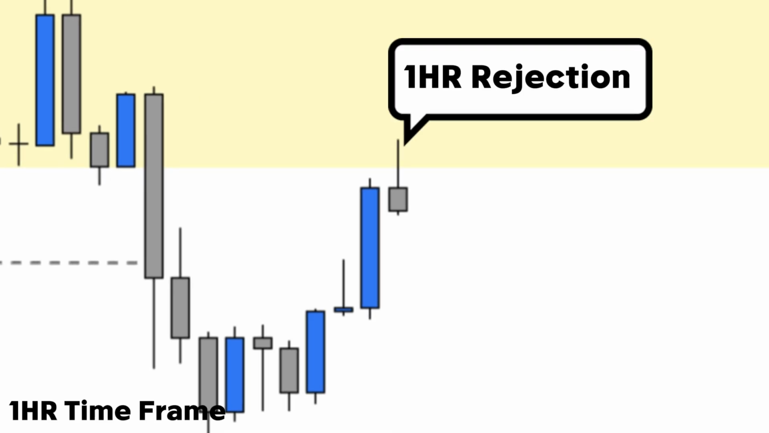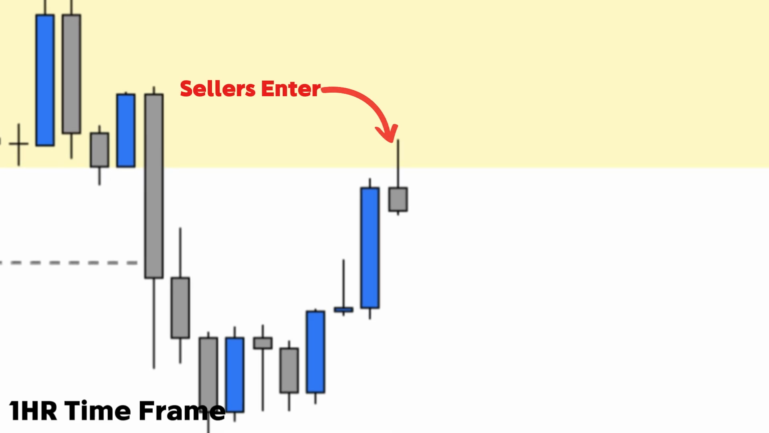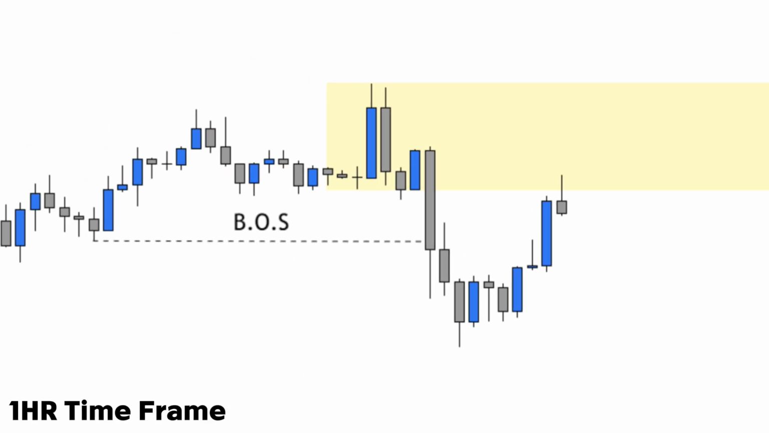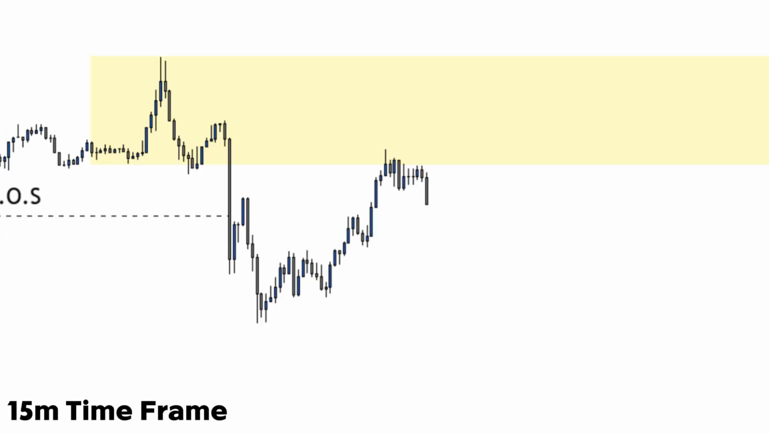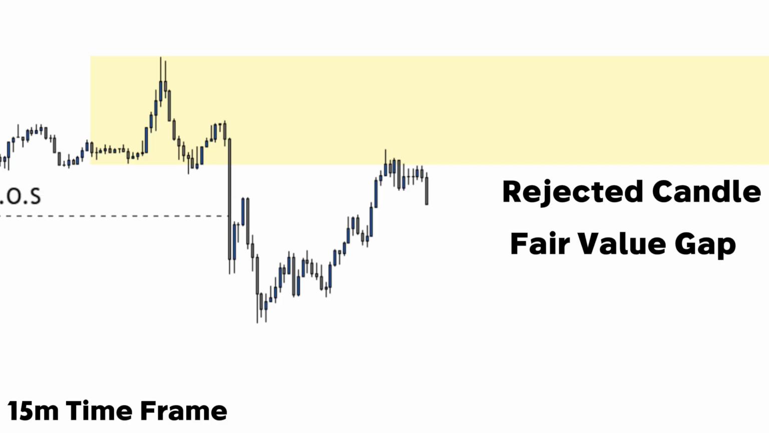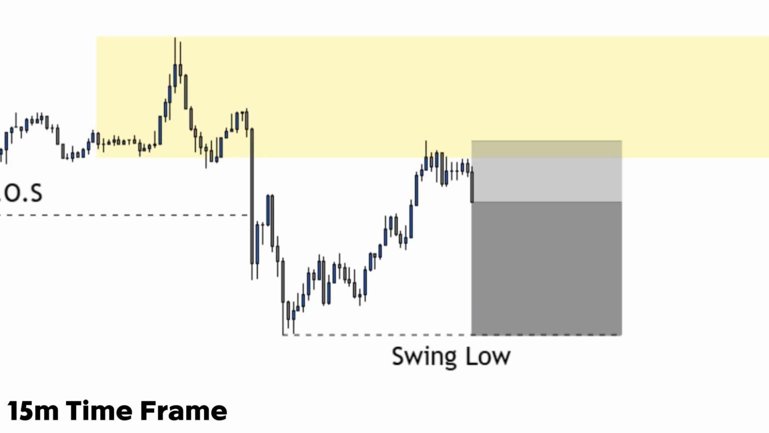This rejection confirms that sellers are stepping back in and that the zone is being respected. After the 1 hour rejection is established, we then drop down to the 15-minute time frame to refine our entry. On the 15-minute time frame, we look for our entry confirmation, such as a reaction candle or an imbalance forming in the direction of the trade. Once the entry is confirmed, we execute the short position.